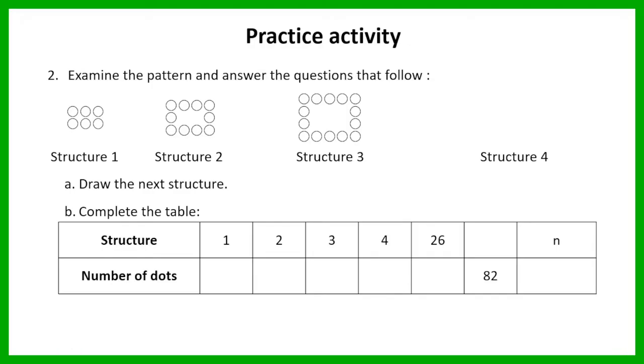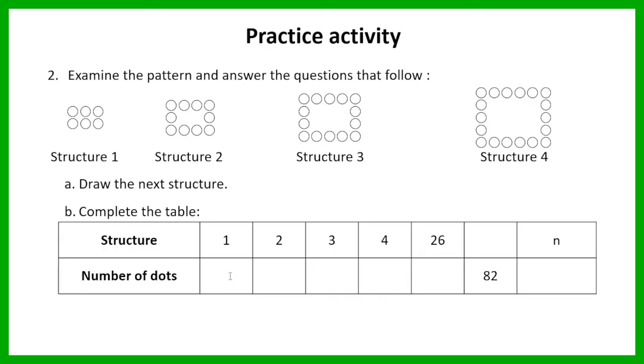Okay, so let's see how you did with this example. First of all, you had to draw the fourth structure. So let's see what that should have looked like. For the fourth structure, you should have had a rectangle that had six dots along the bottom and the top, and five dots along the two sides, like that. Okay, so that's what your structure should have looked like.